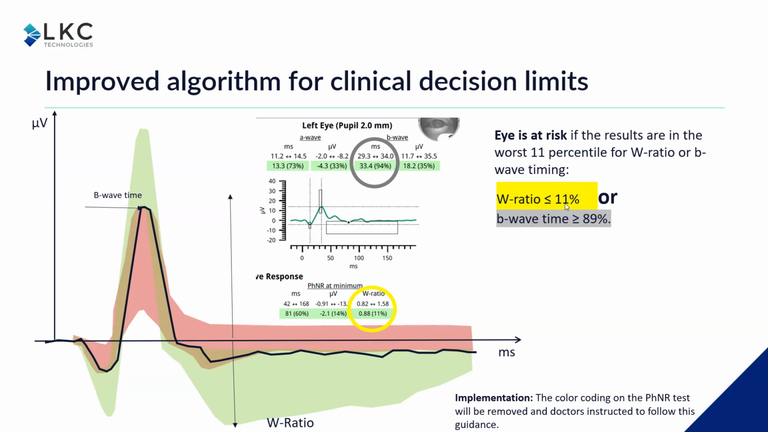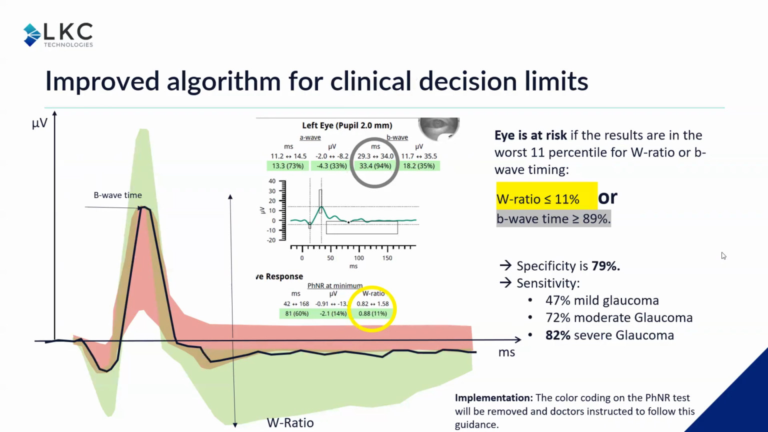And here are the numbers to keep in mind. W ratio equal to or less than 11%, B wave time equal to or more than 89%. When you look at this report, you realize that both of them are marked green, so all values, including our popular photopic negative response amplitudes, are also green. That's a significant change and significant improvement in detecting eyes at risk. With this algorithm, we reach a specificity of 79%, and sensitivity depends on the stage of the glaucoma, from 47 up to 82%.